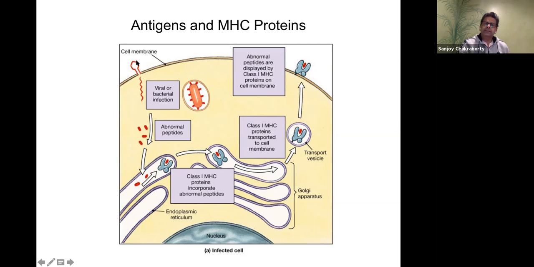When a virus injects its DNA, it could be a viral or bacterial infection, any one of them. When they infect the body and the host cells, the class 1 MHC protein the host cell has captures one of those viral or bacterial particles, like abnormal peptides, a portion of the protein. They bind with that and show it outside on the membrane. So basically, this is what's happening.